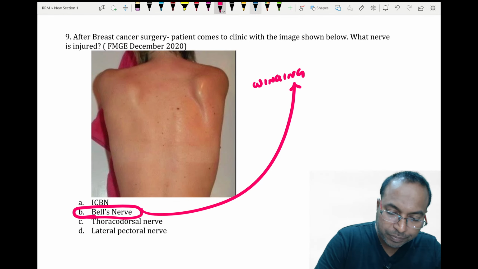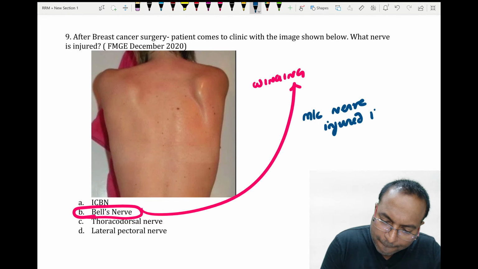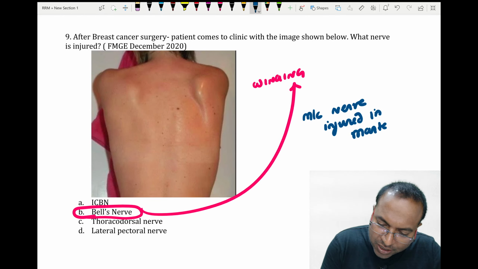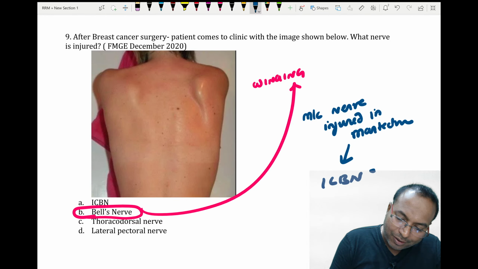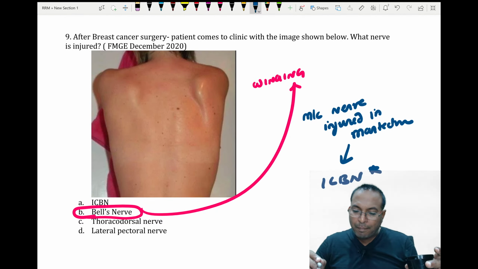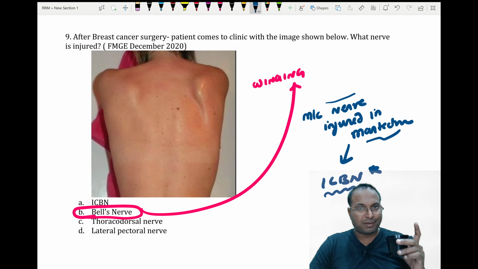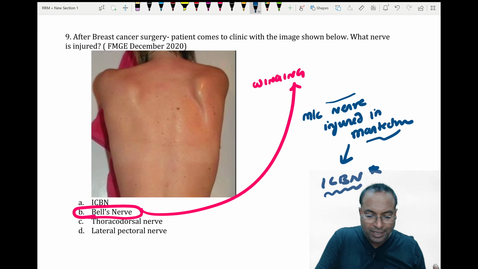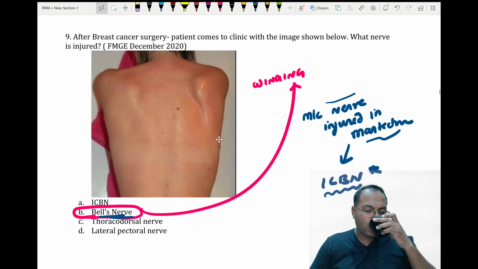My question is, what is the most common nerve injured in a mastectomy? In a mastectomy operation, which nerve will be commonly injured? It is intercostobrachial nerve. That is my question. Surgery question is this. Winging of scapula is long thoracic nerve of Bell. My question is, intercostobrachial nerve is the most common nerve injured in mastectomy, because none of the surgeons go and injure the Bell's nerve. We always preserve it and save it.